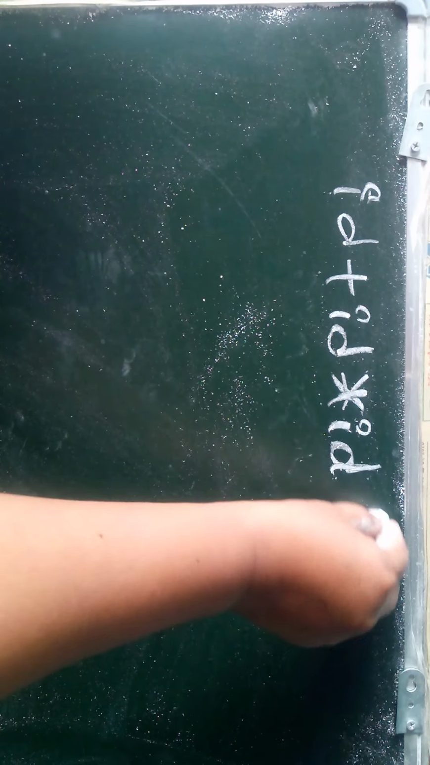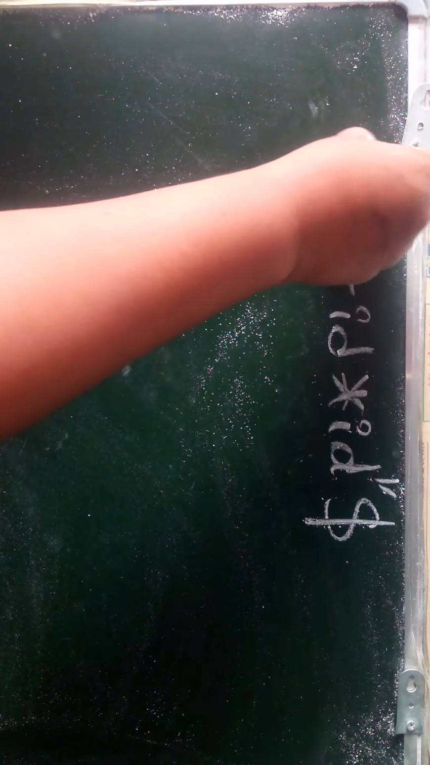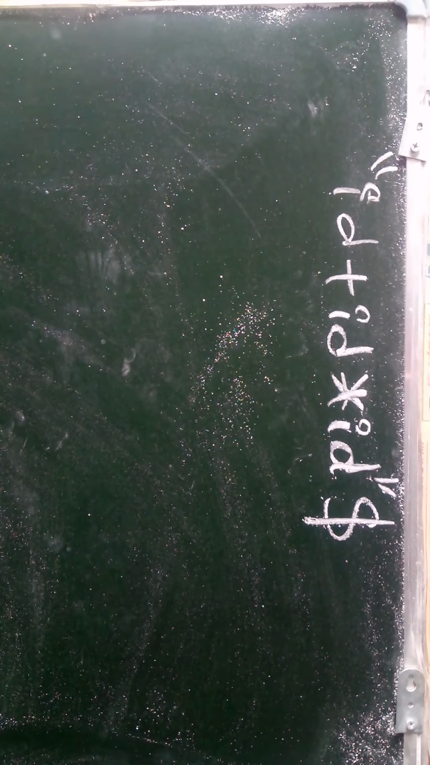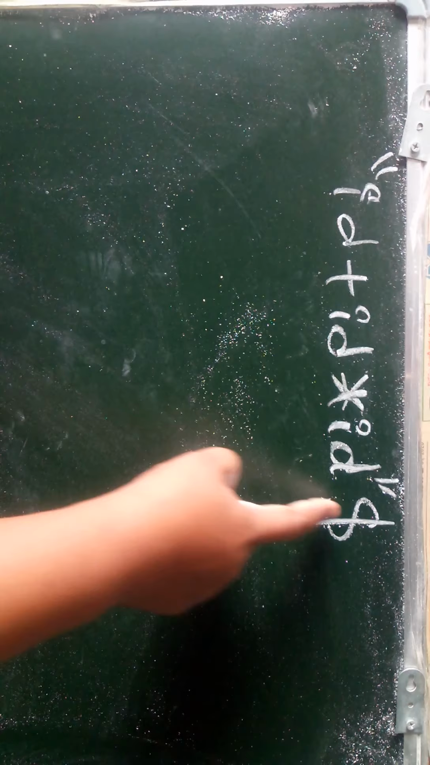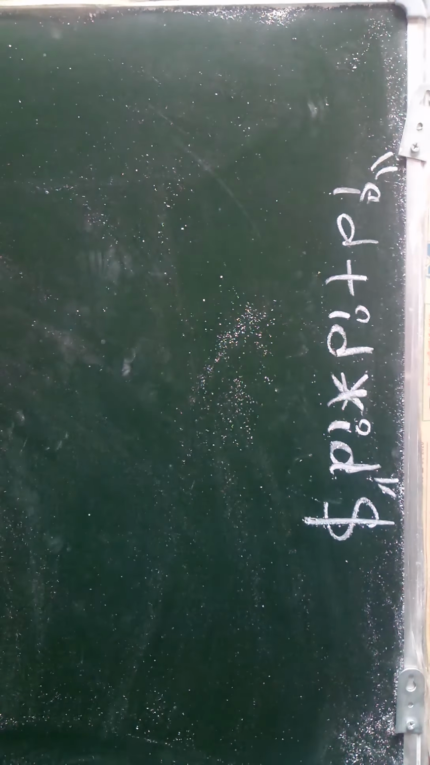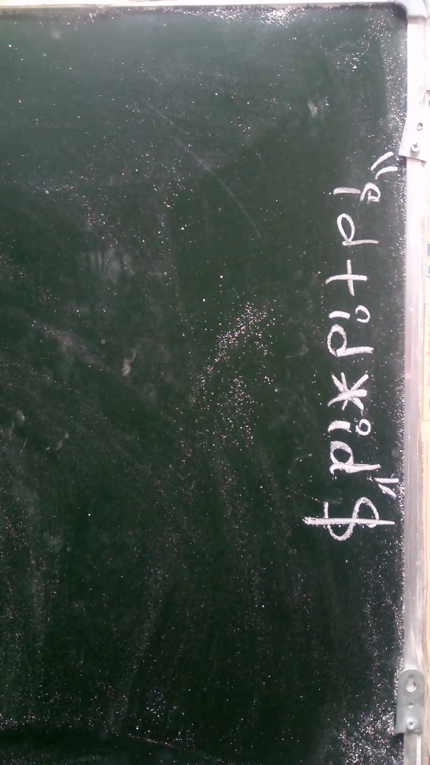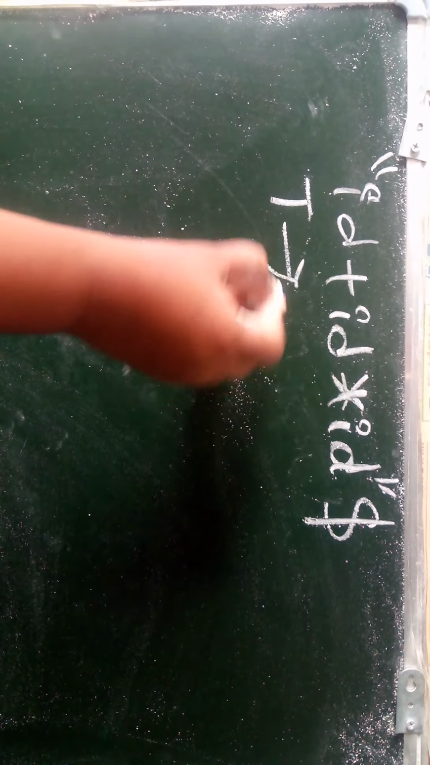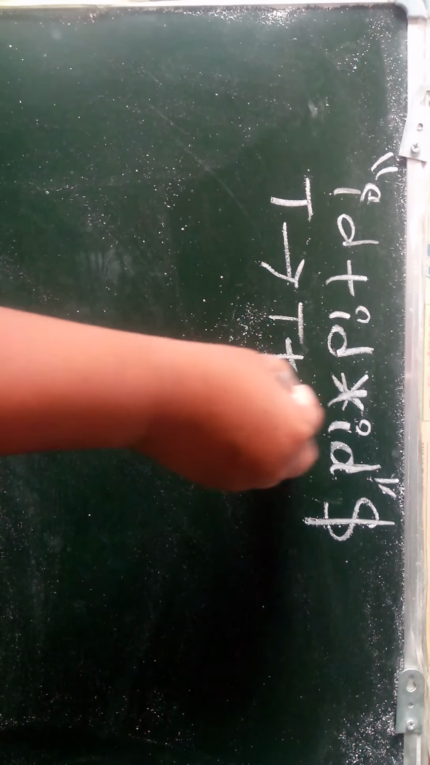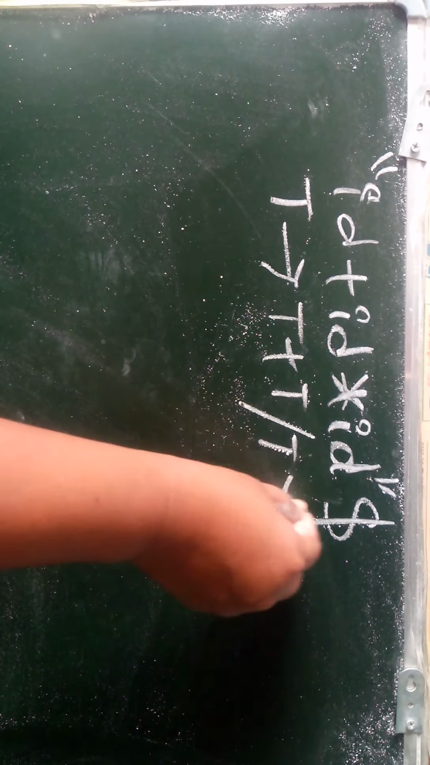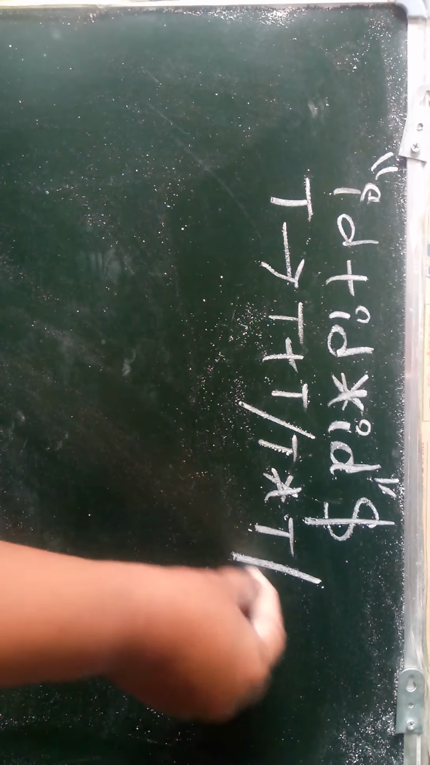Already you know that you have to put a dollar at the end of the string. No need to think in any other way. I have already told you in previous classes: simply write the dollar symbol after the completion of the string. And the expression is T tends to T plus T / T into T / ID.